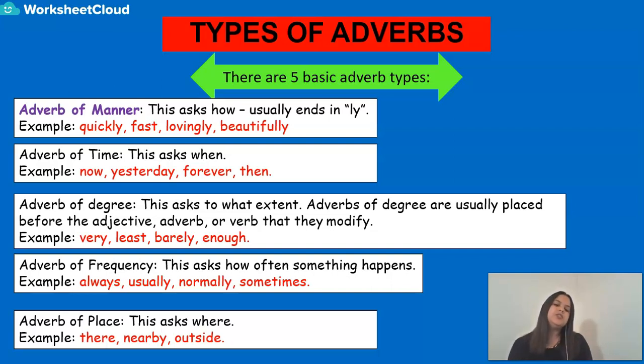So earlier I said to you, you can ask questions when you are looking at the sentences and wondering what kind of adverb or where the adverb is in the sentence. If it's an adverb of manner, you ask how. Adverb of time, you ask when. Adverb of degree, you ask to what extent. Adverb of frequency, how often does this happen? And adverb of place asks where. I hope you all understood so far.